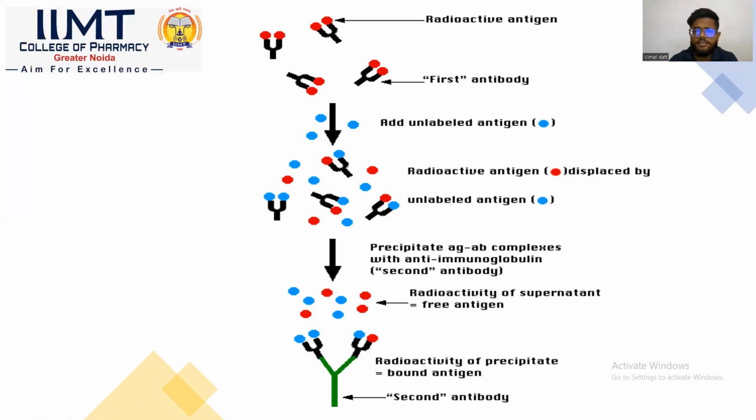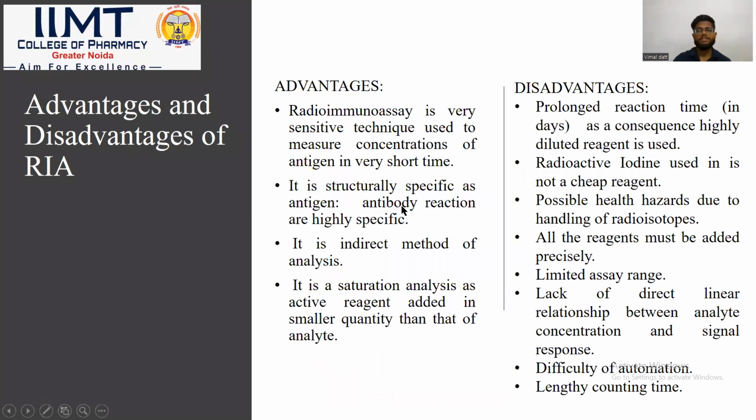And then in the next slide, we discuss the advantages and disadvantages of radioimmunoassay. Radioimmunoassay is a very sensitive technique used to measure the concentration of antigen in a very short time. It is structurally specific as antigen-antibody reactions are highly specific. It is an indirect method of analysis. It is saturation analysis as the active reagent is added in smaller quantity than that of the analyte.